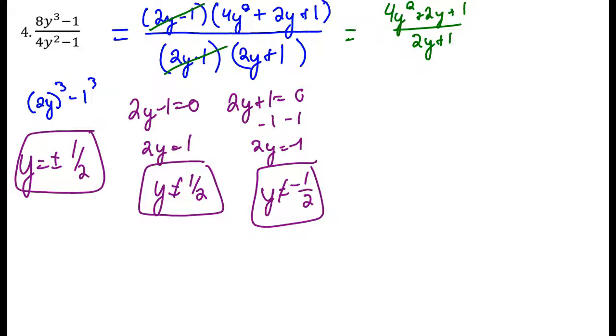Now we know whenever we factor the difference of perfect cubes, 99% of the time, this quadratic will not be factorable, so we don't need to worry about that. So that's our final answer there. Notice that we still include y cannot be 1/2, even though that's not an exclusion for this expression, it's still excluded from the original expression.